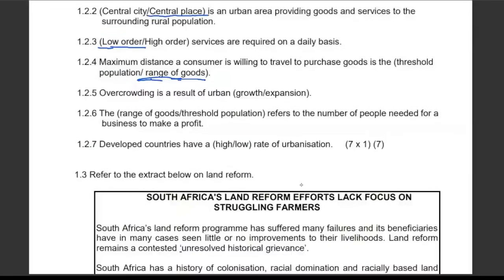Right, we'll move on to the next question. Overcrowding is a result of, is it urban growth or urban expansion? It's as a result of urban growth.